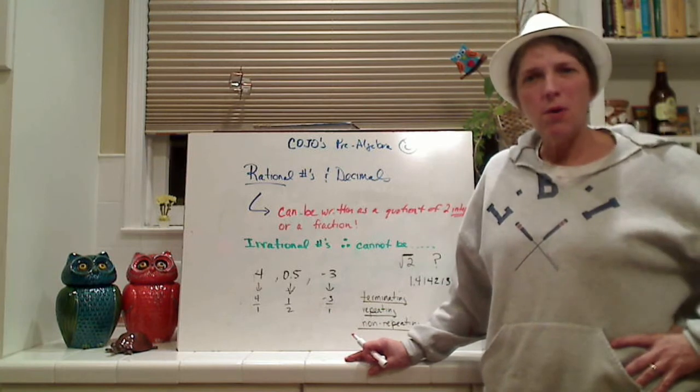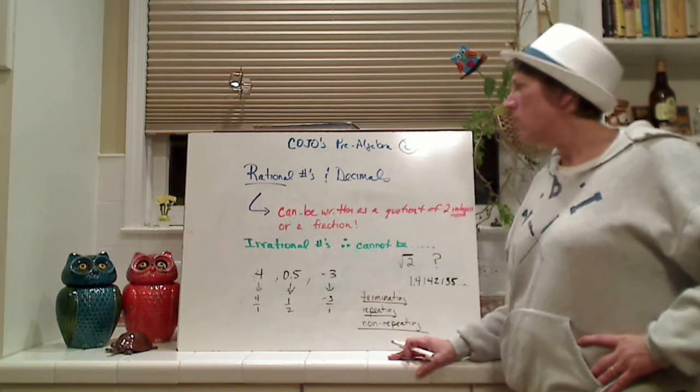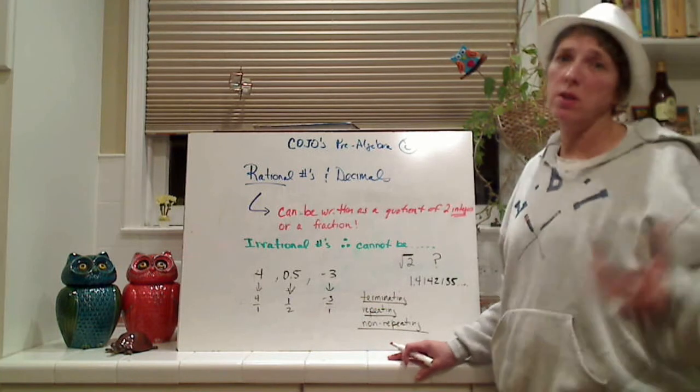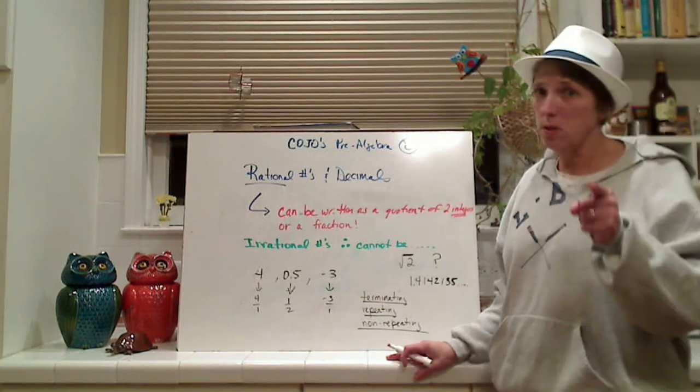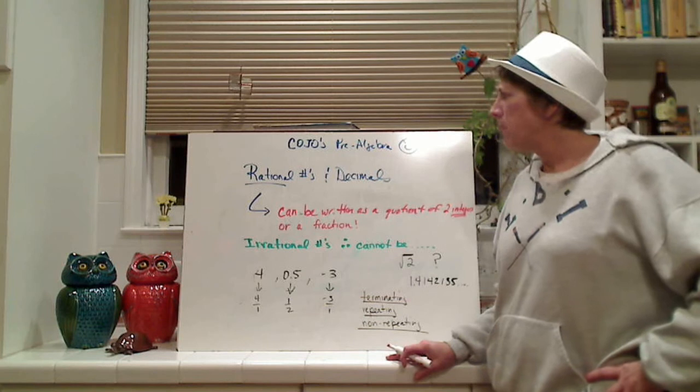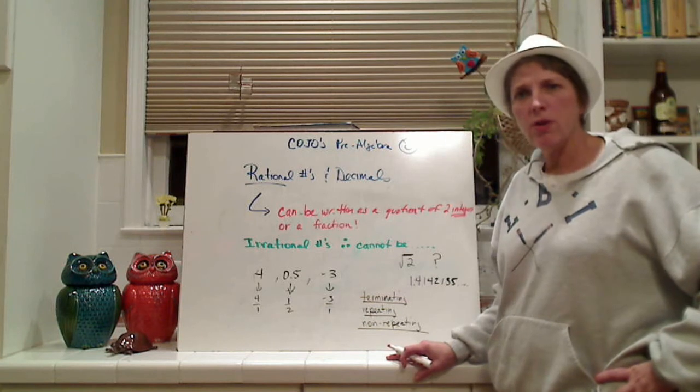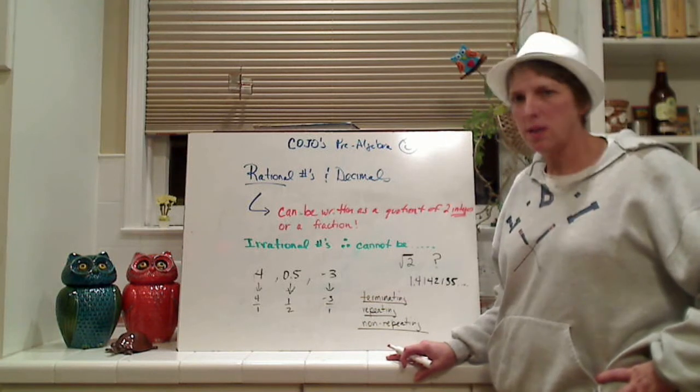Okay, so tonight we're talking about rational numbers and decimals. Well, it's actually during the day because you're watching this, I think, in school. So what do we know? We're going to be talking about rational and irrational numbers and then decimals.